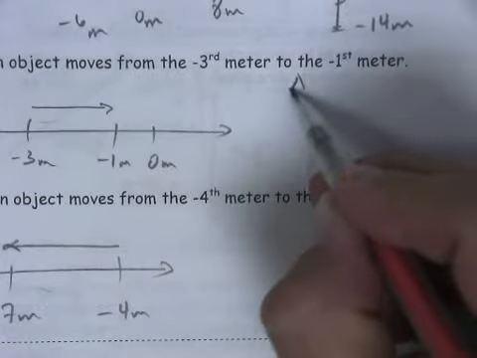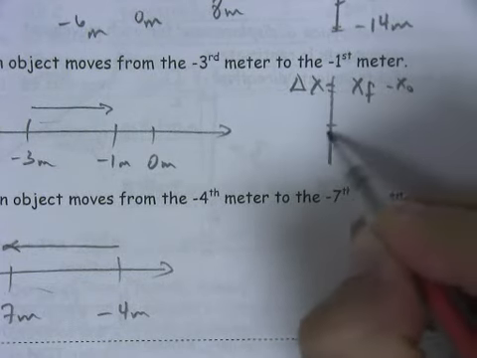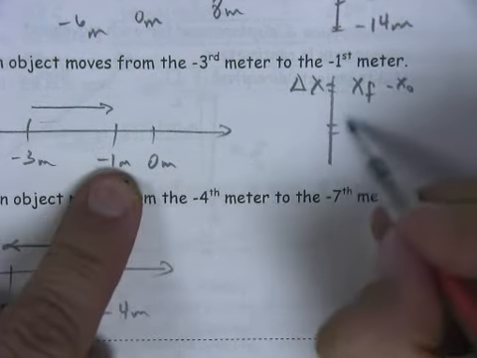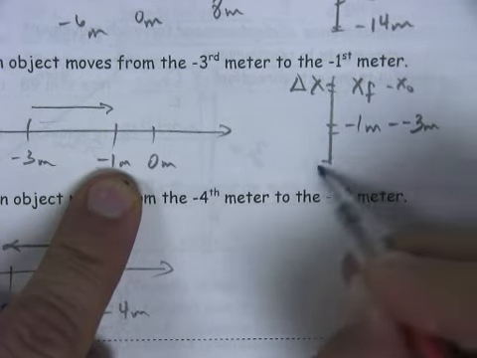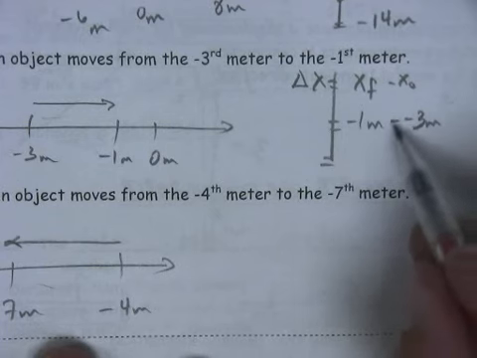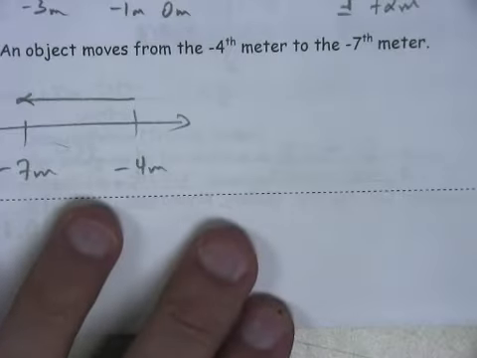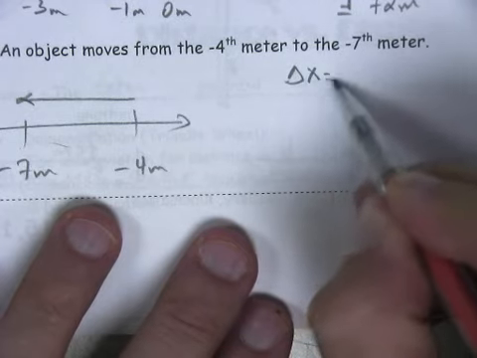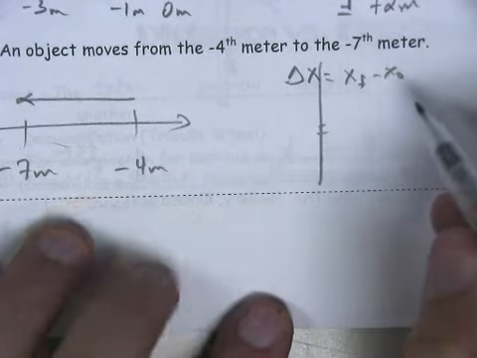Okay, on the next one, we have delta x is equal to final minus initial. We finish at negative 1 minus beginning at the negative 3. So these two make a positive, so that becomes positive 2 meters. And that's what we get right up here, positive 2 meters. So it works. And if it doesn't work, you made a mistake. That's kind of a nice way of double checking to make sure you're doing them accurately.